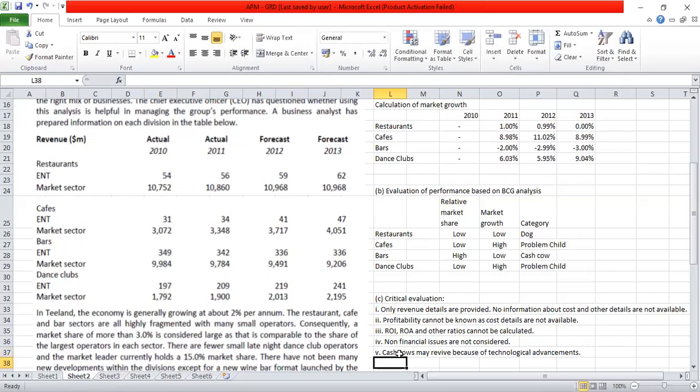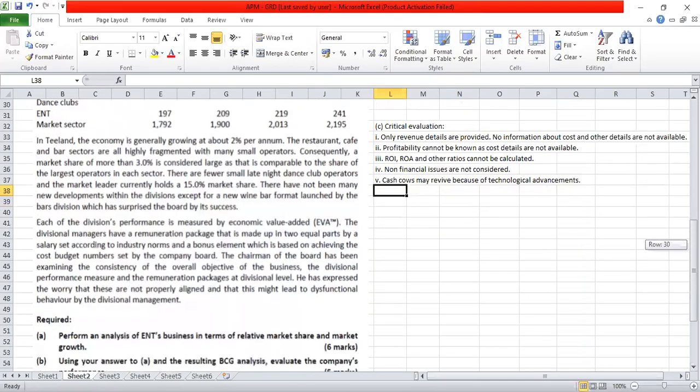We are calling it a dog. But instead of shutting it down, maybe because of technological advancements or repositioning the business, the dog also can be revived. We cannot generalize it and say that they have to be shut down. So we see certain criticism associated with the BCG analysis.